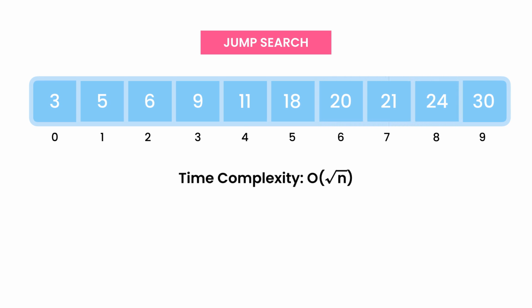So the maximum number of items we need to check is equal to the size of our blocks, which is the square root of n. And that means the time complexity of jump search is O of square root of n.